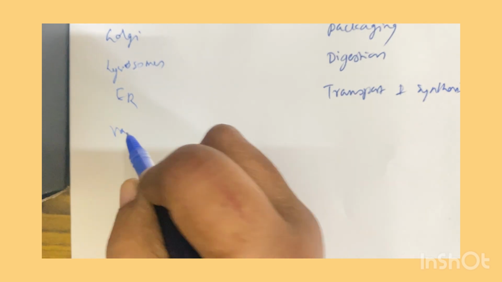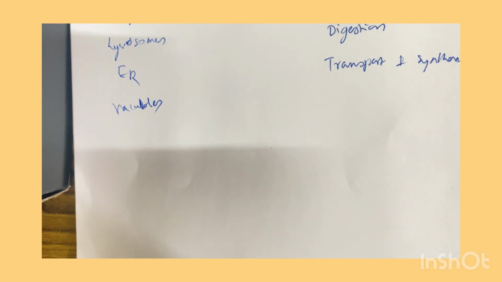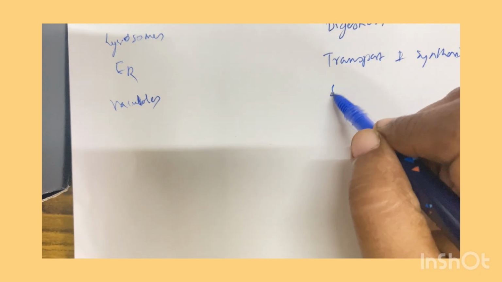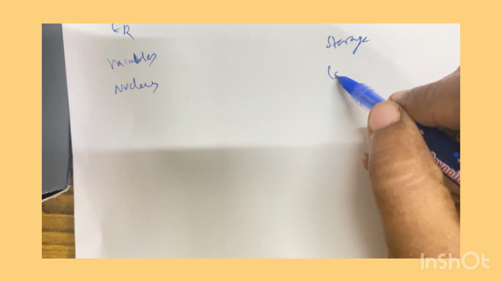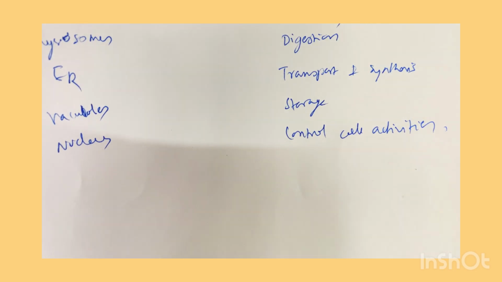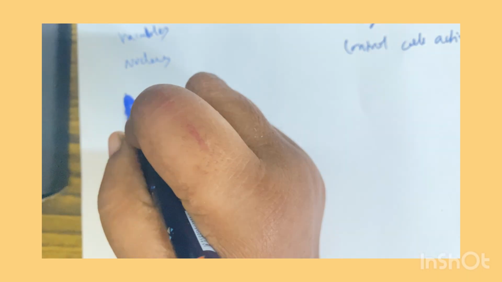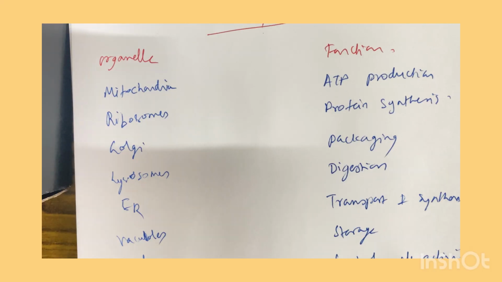Vacuoles. What is the function of vacuoles? Major function is storage. Nucleus. What is the function of nucleus? Controls cell activities. And the last one, centrosomes. Centrosomes are useful in cell division. So that was the summary table, and I hope you enjoyed the class.